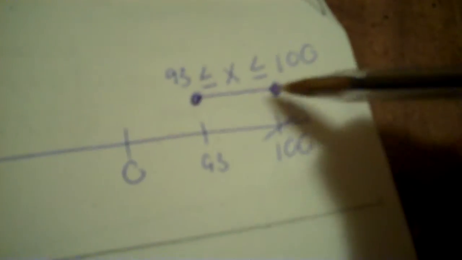And again, if you pick a number in between, it'd be like 97. Let's have 97 go in for x. Is that true? Yes, because it eats 97, and then between 97 and 100, it eats the 100.